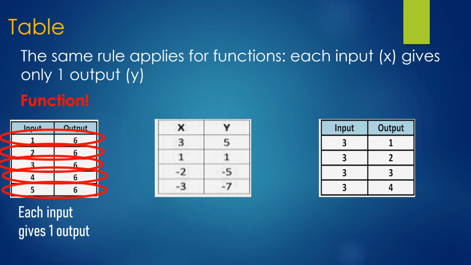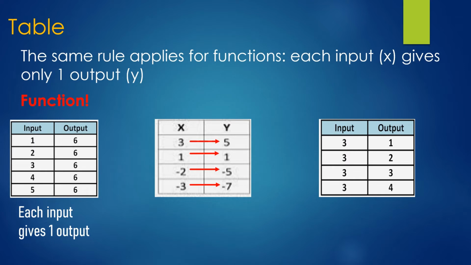On the second one, we have x's and y's. The x's are 3, 1, -2, and -3. And they would give you y's of 5, 1, -5, and -7. Since each x gives you exactly one y, this is definitely a function.